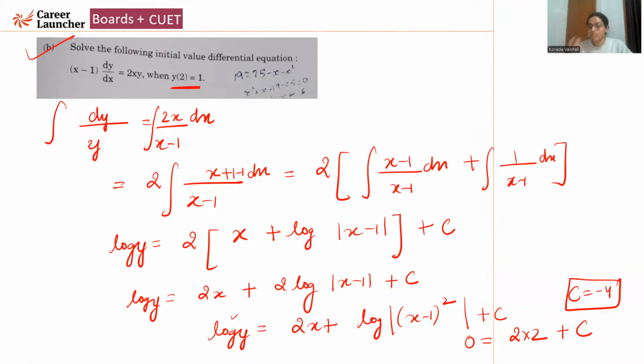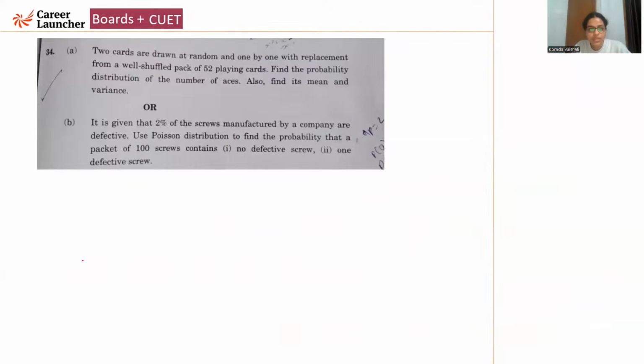आप इसको और simplify कर सकते हो. You could have applied the property of log A minus log B. It's up to you. But if these steps are correct, you will get full marks in this particular question. So let's move on to the next one, which is question number 34.